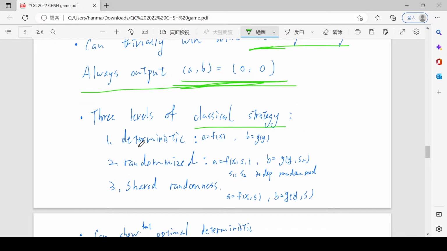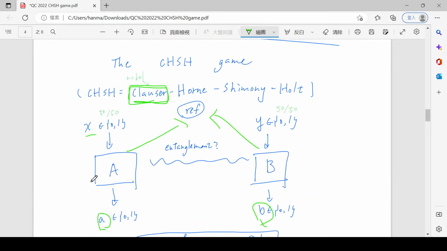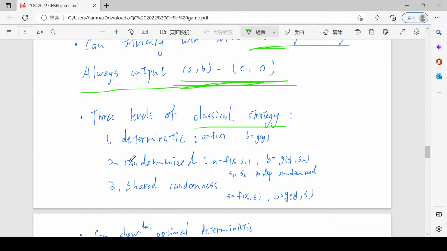So there is a weakest kind of classical strategy where Alice and Bob don't even share randomness, so they just act independently. And they actually also don't have randomness, so they just run a deterministic strategy. That's a classical strategy. In that case, Alice's output A will just be a function of her input X, and Bob's output B will just be a function of input Y.